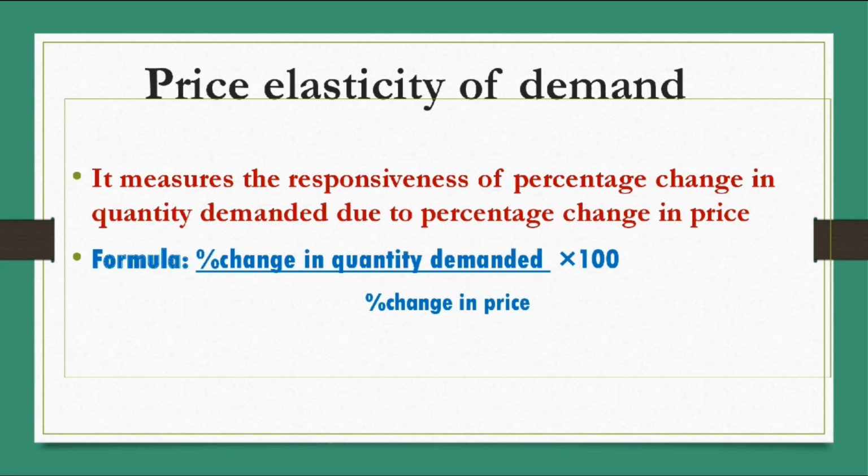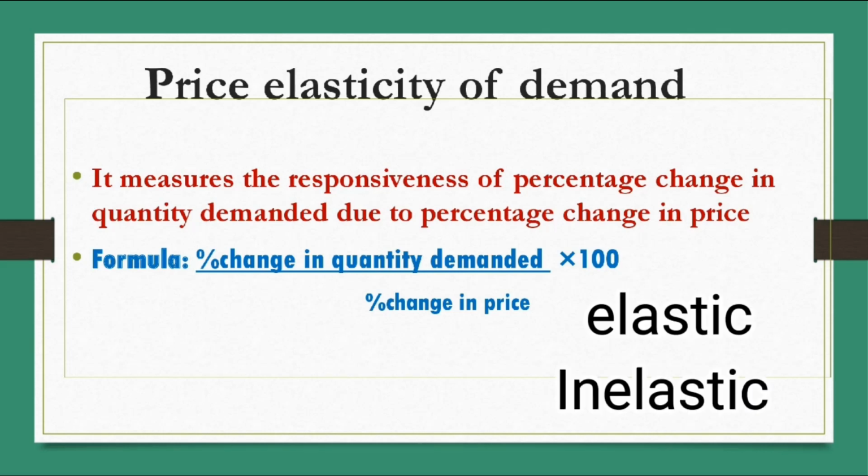It means that we are measuring how sensitive or responsive the demand is, whether the demand is more sensitive, less sensitive, or insensitive when there are changes in the price of a product. We measure it according to this formula: percentage change in quantity demanded divided by the percentage change in price. When it is more sensitive, or insensitive, or less sensitive, we use the economic terms elastic and inelastic.